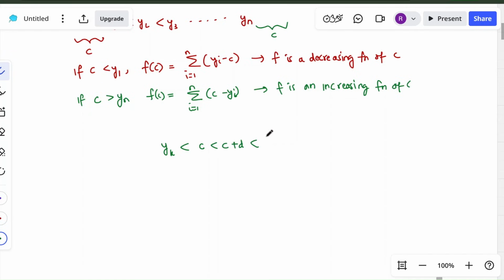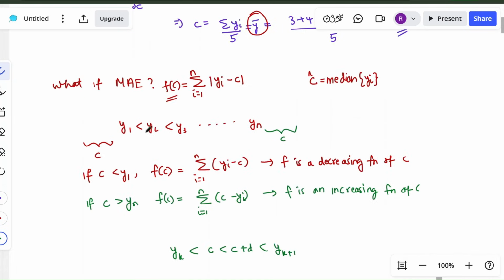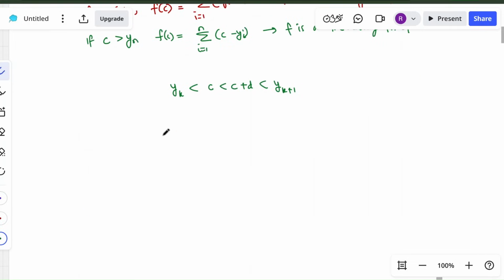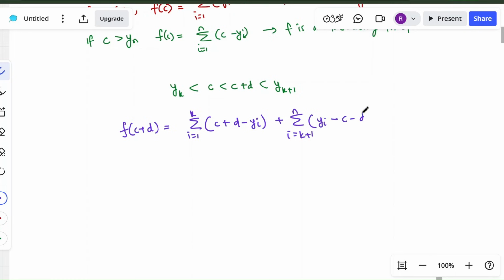So let us consider this setup: yk less than c plus d less than yk plus 1. So this is between yk and yk plus 1, somewhere in the middle. I'm analyzing what is the behavior of f. So what can I say about f of c plus d? It is nothing but the summation of i running from 1 to k, notice carefully, c plus d minus yi, plus the summation of i running from k plus 1 to n of yi minus c plus d, or minus c minus d.